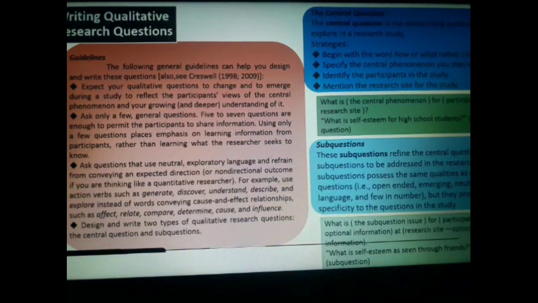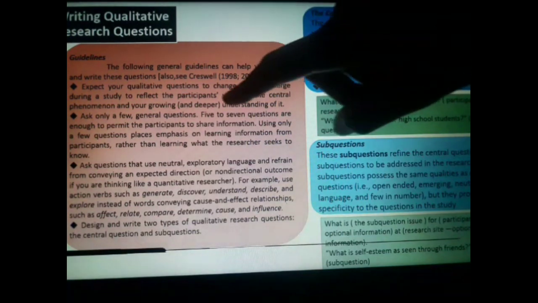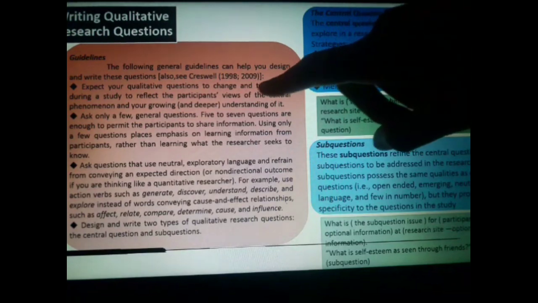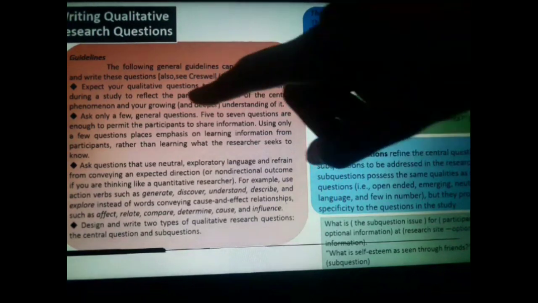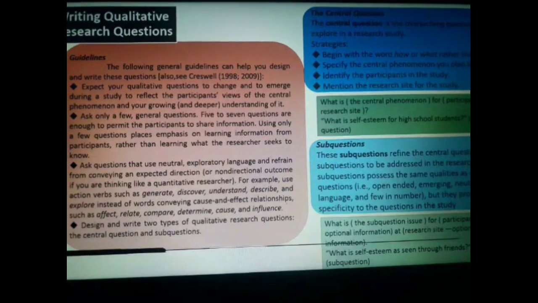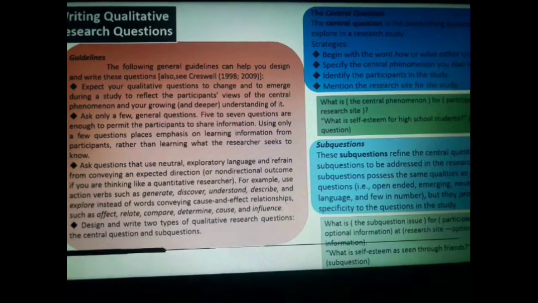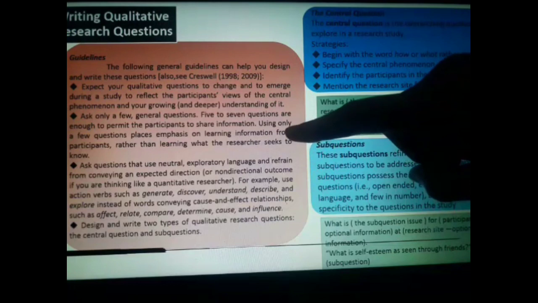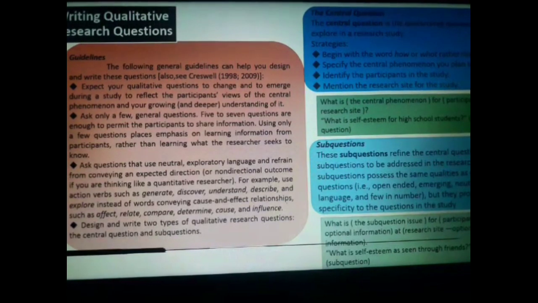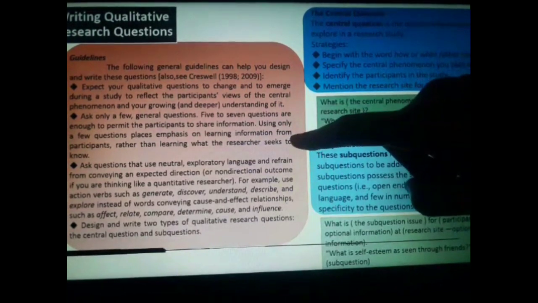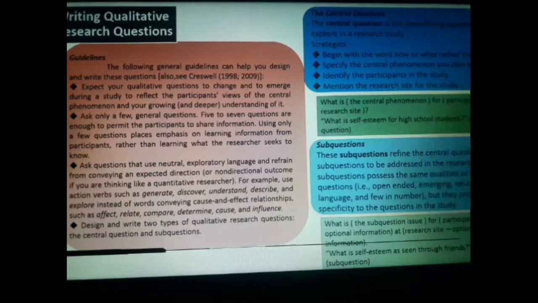we have writing qualitative research questions. There are general guidelines from Creswell that can help you design and write these questions. First is expect your qualitative questions to change and to emerge during a study to reflect the participants' views. And the second is ask only a few general questions. Usually, 5 to 7 questions are enough to permit the participants to share information. So, don't use too many questions.